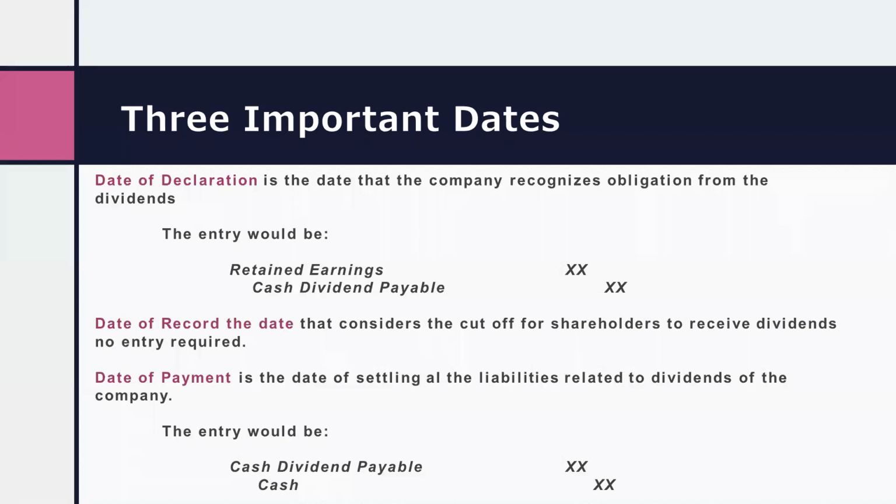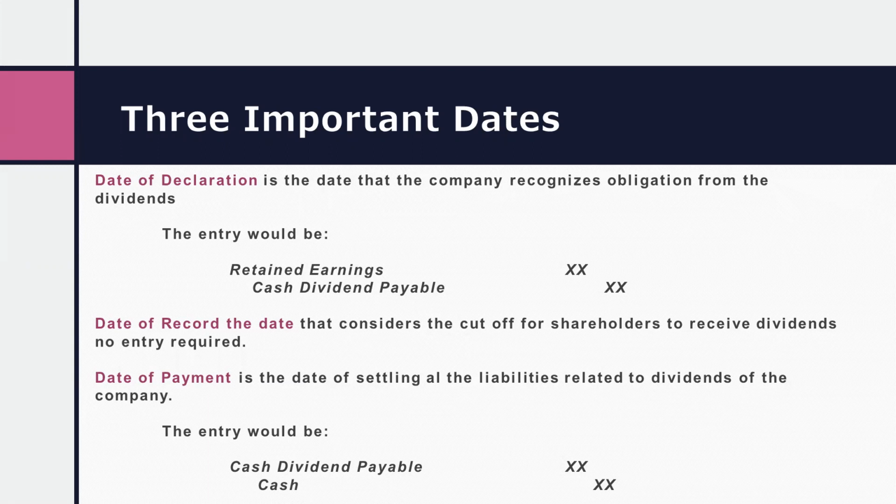So, we have here three important dates that you have to remember. So, first, this one is in relation to dividends, no? So, first is the date of declaration. Second is the date of record. And the third is the date of payment. So when you say date of declaration, this is the date, no, that the company recognizes obligation for the dividends. So in short, this is also the day, usually in a board meeting, no, na gagawa ng board resolution ang mga board of directors na magde-declare sila ng dividends.